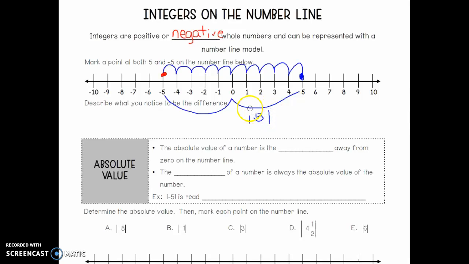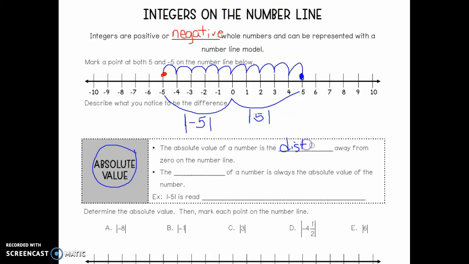And notice I put these bars around it. This is -5, but I still put the bars around it. And if you recall, the bars mean absolute value. That means each of those are 5 away from 0. So let's review absolute value a little bit. If you need to doodle on this, go for it. The absolute value of a number is the distance. So write distance.